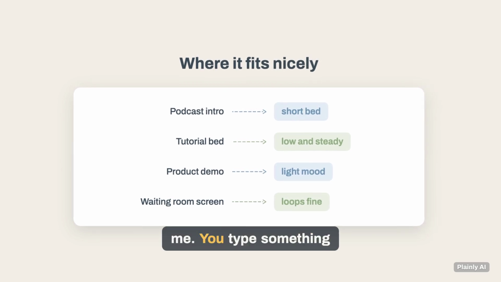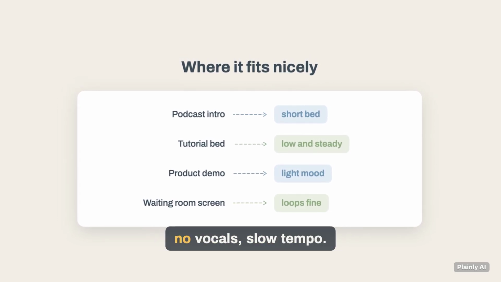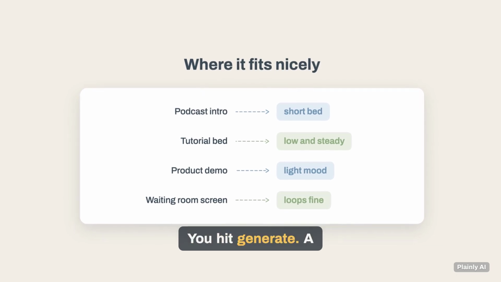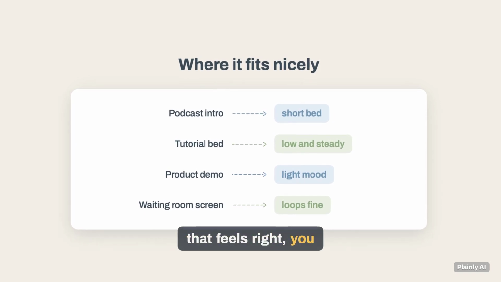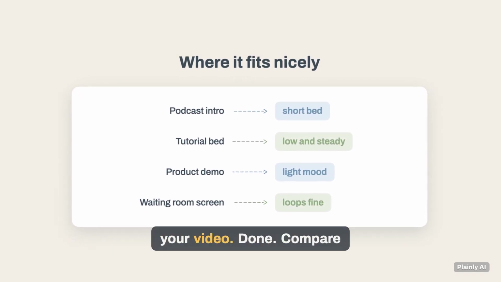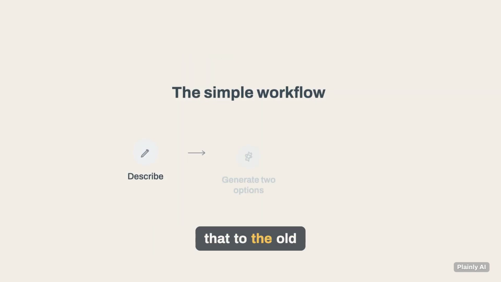Walk through it with me. You type something like calm acoustic, warm, no vocals, slow tempo. You hit generate. A minute later, you've got a couple of options. You pick the one that feels right, you trim it to length, you drop it under your video. Done. Compare that to the old way.